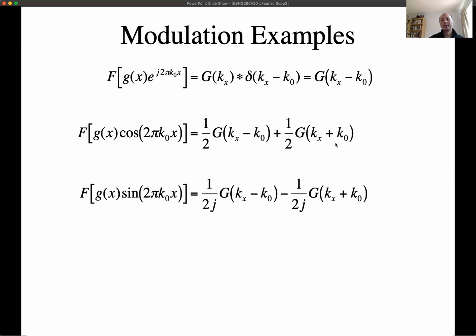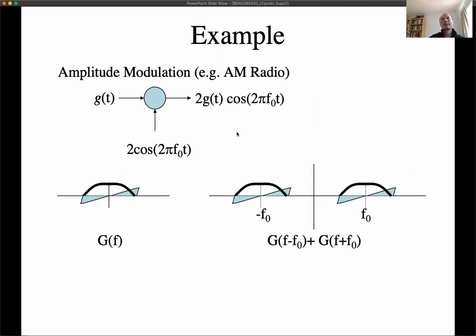So the example of this that is used every day is called amplitude modulation. There are actually many types of modulation. For example, your cell phones all use a type of modulation, and it's essentially taking one function and multiplying it by another function.